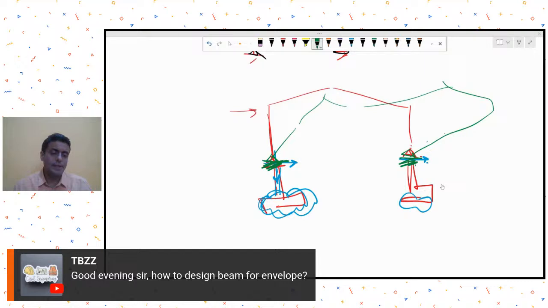TVZZ is asking how to design a beam for envelope. I mean, this is a basic question. You just go and study first. I think in the earlier questions where we were answering Mr. Aftab's question, you might have got some idea about beam design in case of envelopes. Okay.